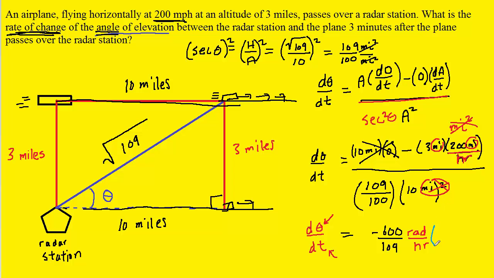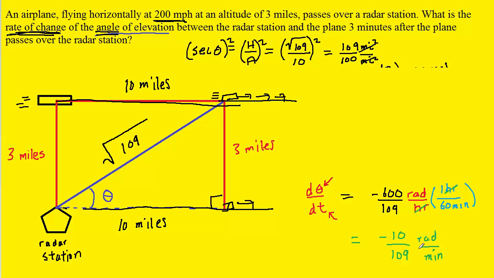We can convert it to radians per minute if we wanted to by doing a little conversion that 1 hour is equivalent to 60 minutes. And if we set up the conversion in that way, the hours will cancel out, and then we'll have radians per minute. So you can pick up your calculator and multiply -600 over 109 by 1 over 60. And when you do that, you should get -10 over 109. And so that would be the correct answer in radians per minute.